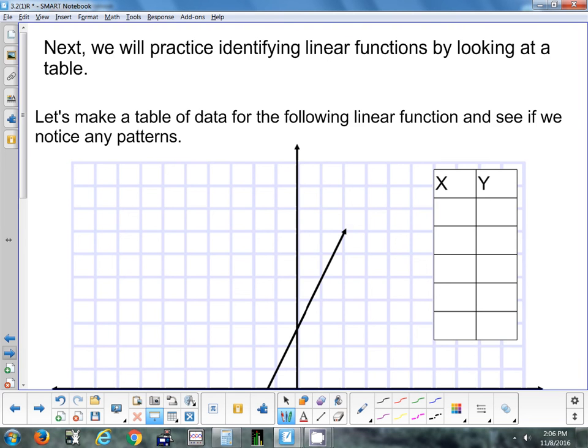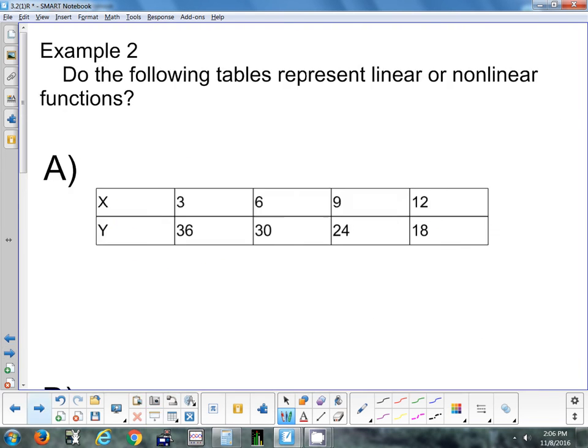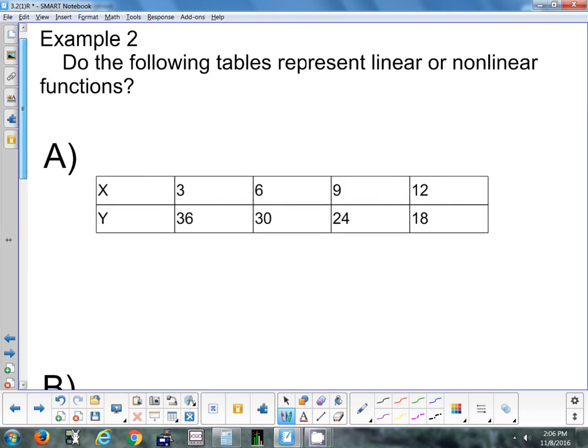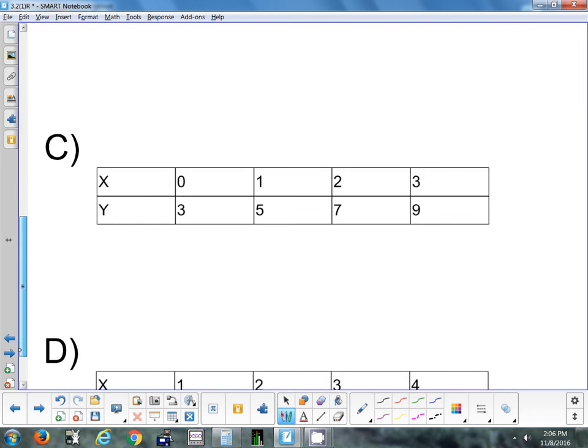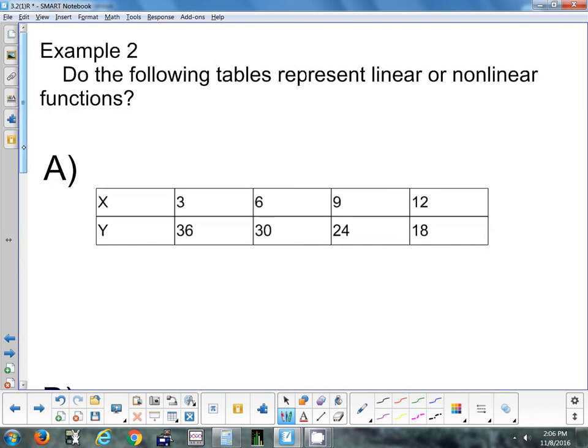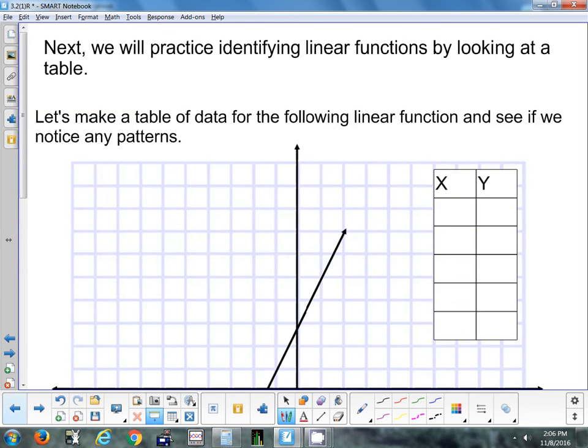So now, we're going to figure out how to answer questions like this. Is this linear or nonlinear? We don't have a picture anymore. All we have is a table. Same thing here, here, and here. You could make a picture of it, but there's a way to just look at the table without the picture, and that'll save us time.